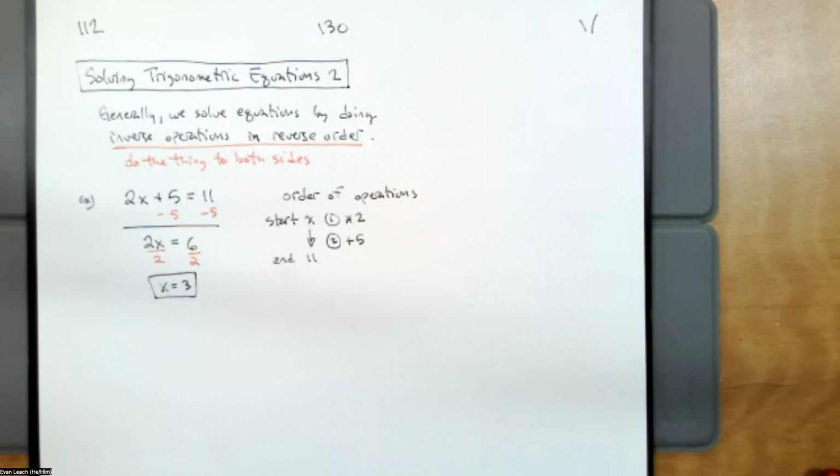I like to think of this in terms of functions because we're sophisticated pre-calculus trig students. This is how x turned into 11. The function is first multiply by 2, then add 5. That takes an x and makes it into an 11.